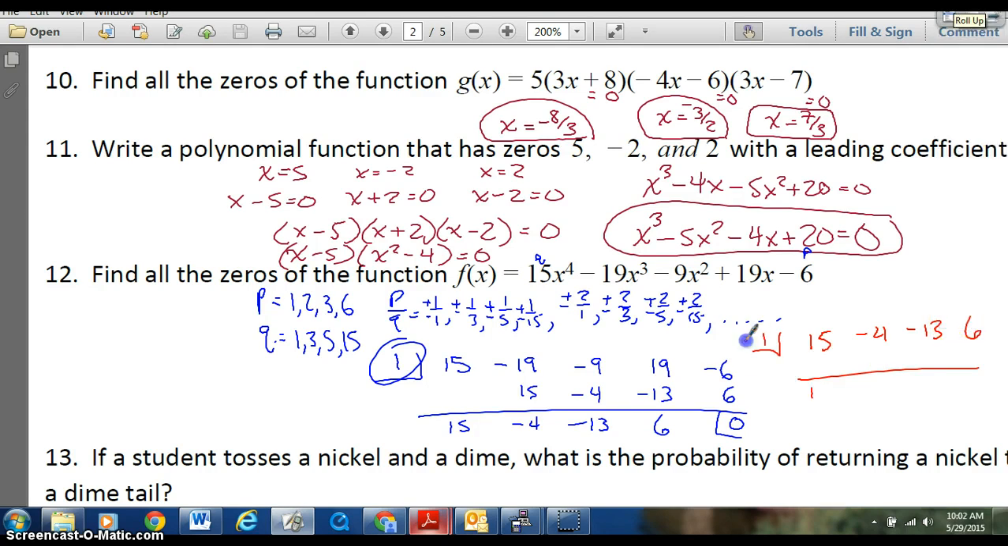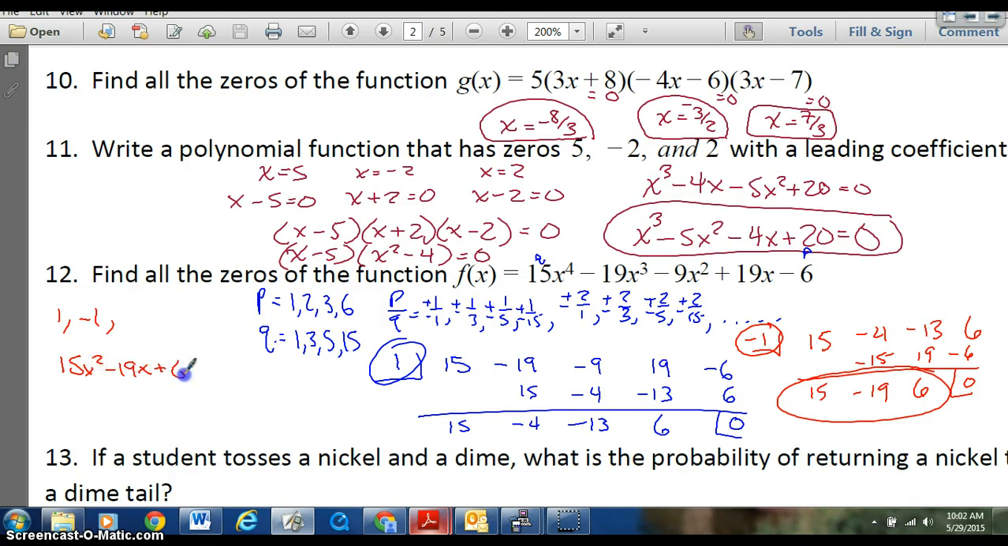Okay, let's try negative 1. So 15, this is negative 15, negative 19. That will make it positive 19. That will make it 6. This would be negative 6. Sweet. So what we're looking at here now is our second answer of negative 1. So we have 1, negative 1, and my other two answers are going to come from this. I don't think that's going to be factorable, because what I'm looking at here is 15x squared minus 19x plus 6 equals 0. So I want numbers that basically multiply to be 90 and add up to 19.